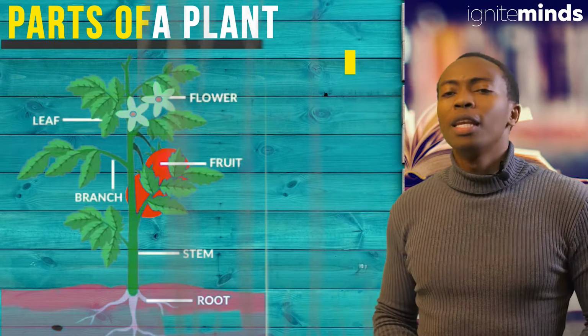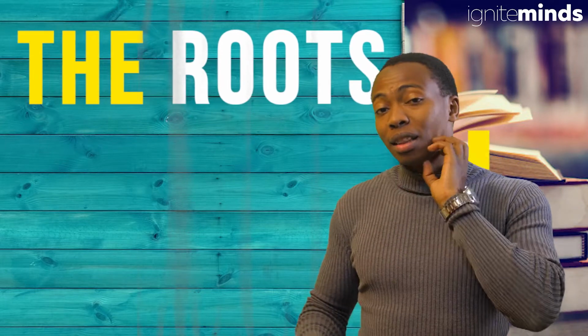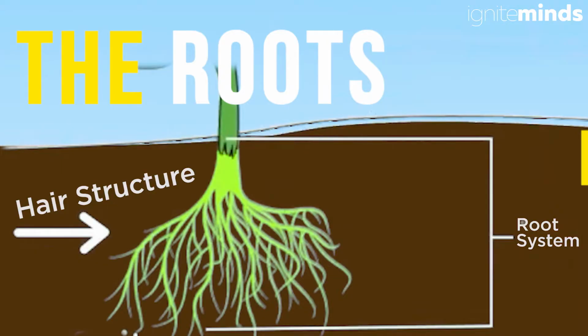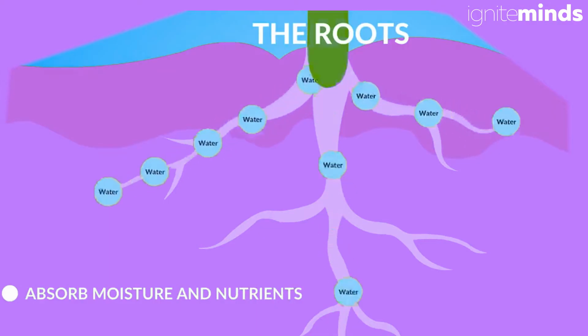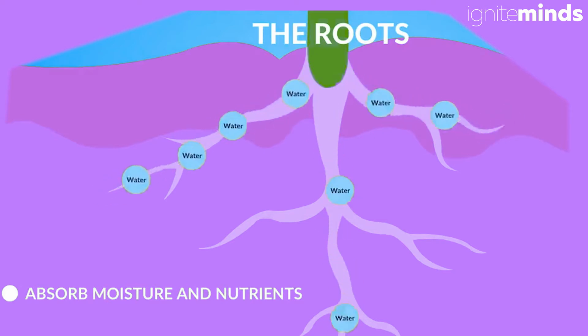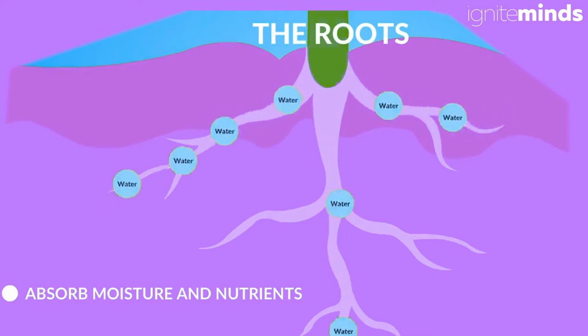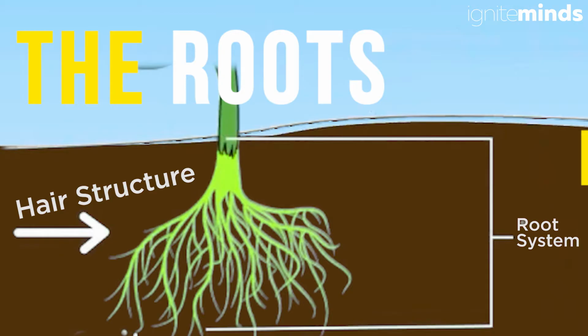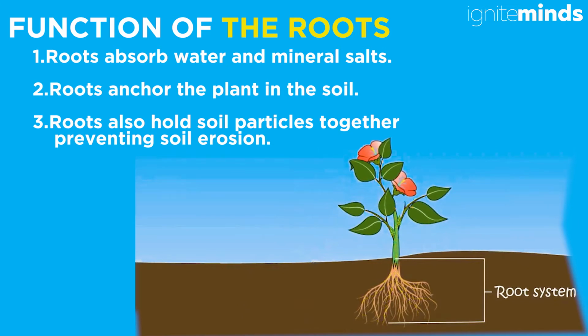Now, let's begin with what we have down here, which are the roots. Well, the roots are very important to the plant, but as you can see, the roots have hair-like structures that look like hair protruding from the roots. Those hair-like structures absorb what we call the nutrients from the soil, and they also absorb water from the soil. That's one importance of the roots. Another importance of the roots is support to the plant.